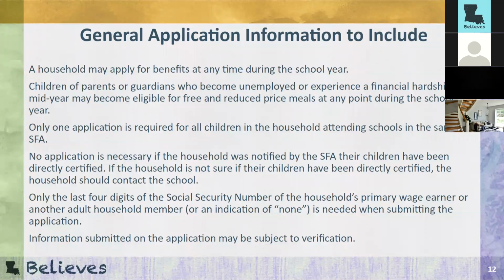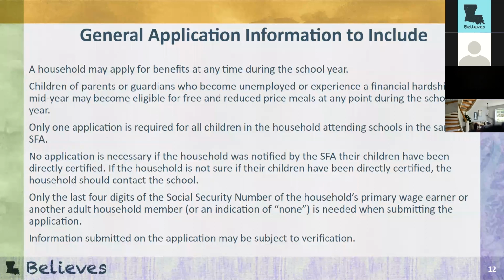So the general application information that should be included in that letter should be that the household can apply for benefits at any time during the school year. It also should include that children of parents or guardians who become unemployed or experience a financial hardship somewhere in the school year could become eligible for free or reduced price meals at any point in the school year. Also, it should let them know that only one application is required for all children that are in the household attending school within the same district.